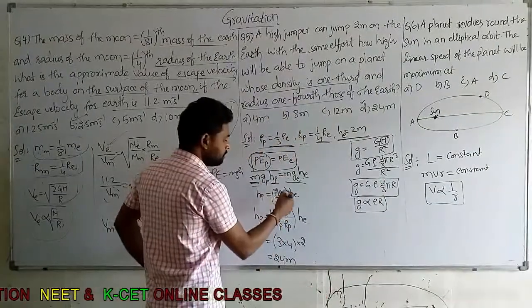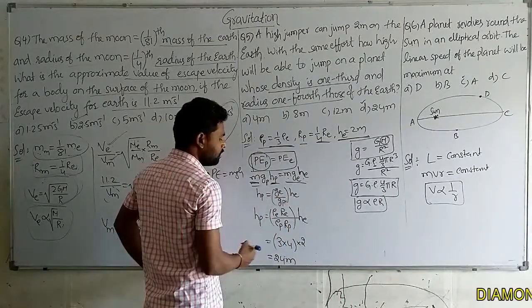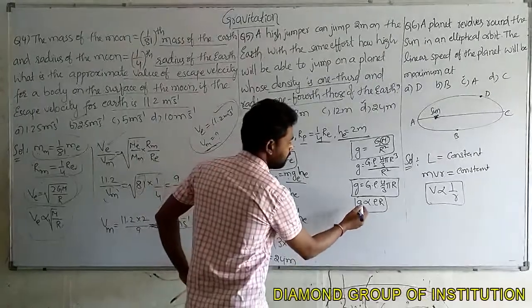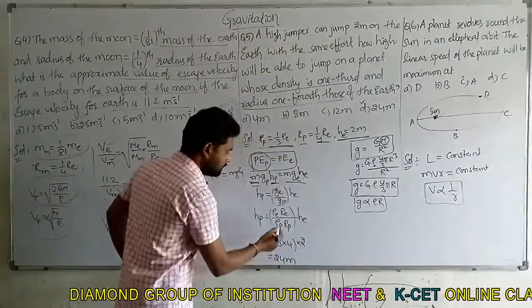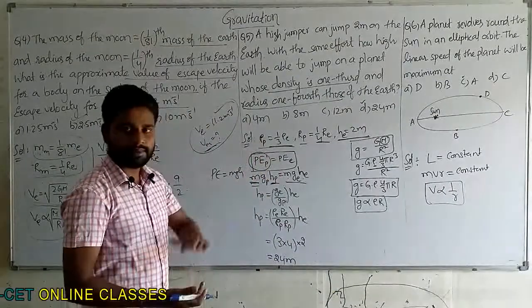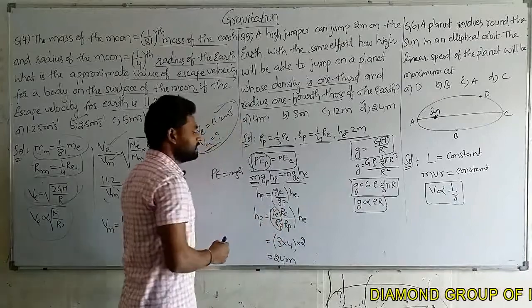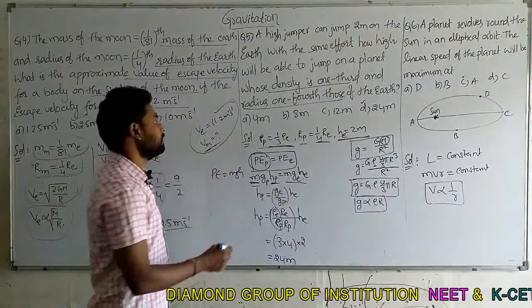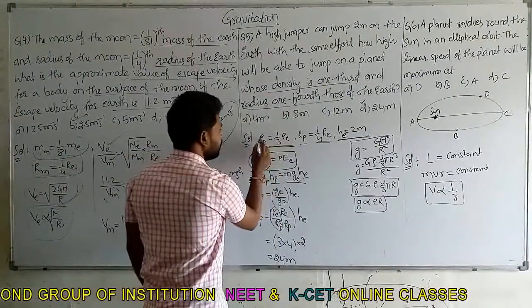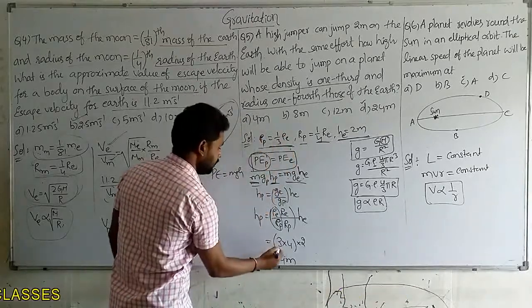In the numerator we have the Earth's density and the Earth's radius, and in the denominator we have the planet's gravity, which is directly proportional to the density of the planet and the radius of the planet, into the height you can jump on the Earth. So now we already got rho e by rho p, the density of Earth to the density of the planet. The planet's density stands on this side, 3 will go to this side, so density of Earth by density of planet will be 3.